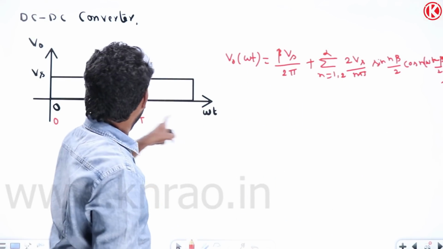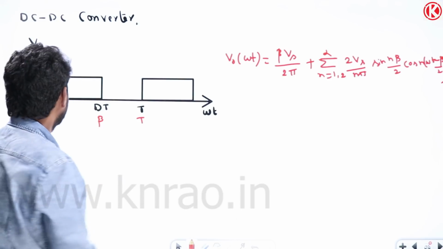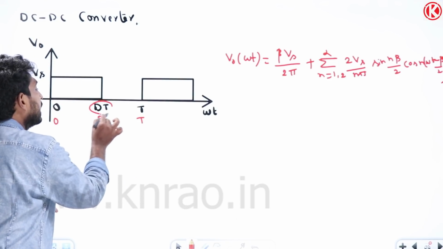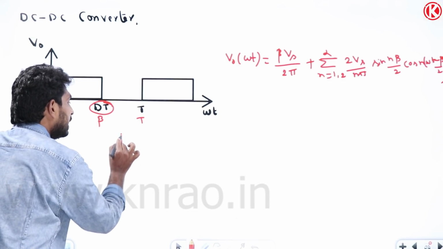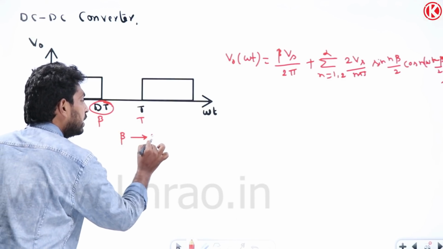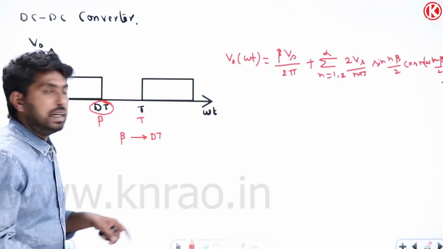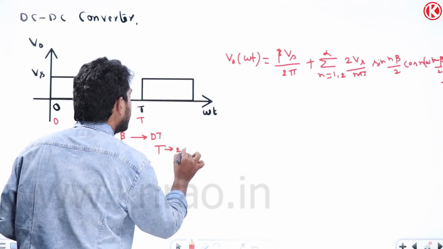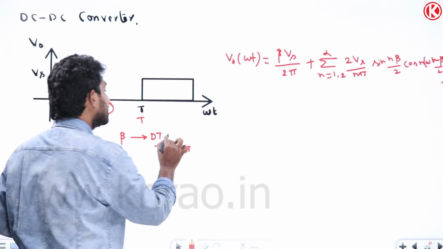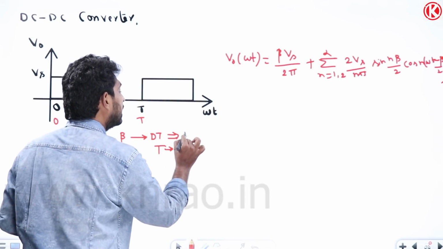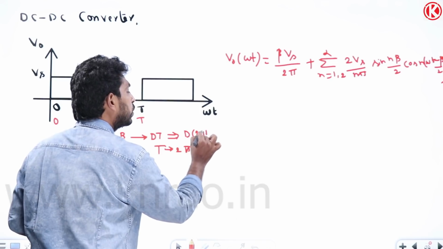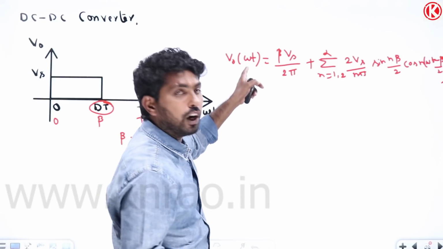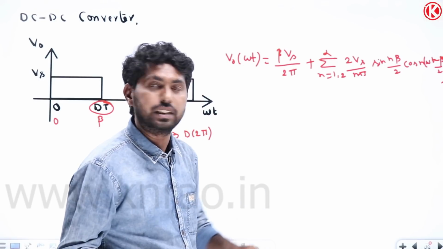Now let us write this expression for this waveform. What is the difference between these two? Here beta should be replaced with D into T. Let us take T equal to 2 pi. So let me replace beta with D into 2 pi. If I replace beta with D into 2 pi, I will get the output voltage expression for the DC to DC converter.